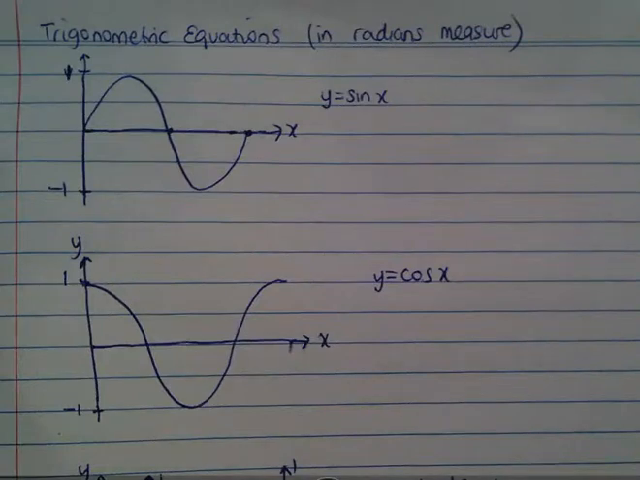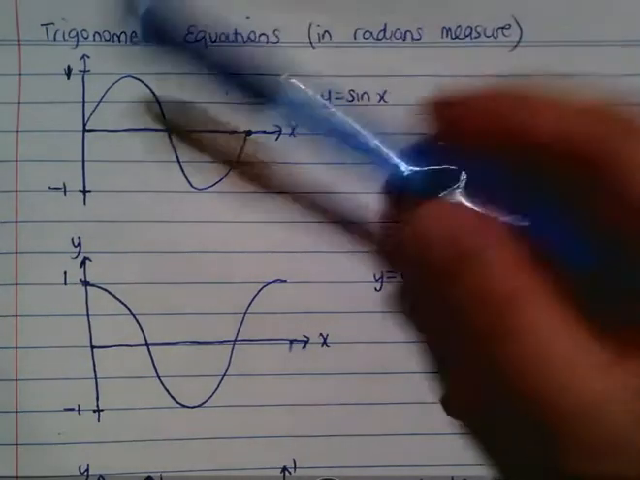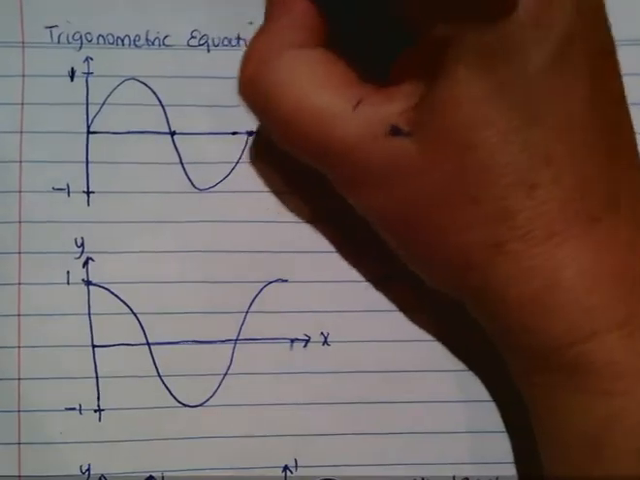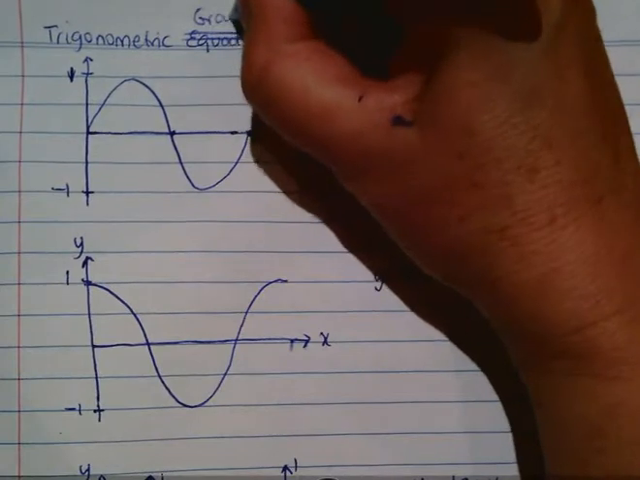Okay, in today's lesson, we're looking at using our radian measure now and just looking at our trig equations that we already know and solving trig equations. So first is our trig graphs. Sorry, that shouldn't say trig equations, it should say trigonometric graphs.